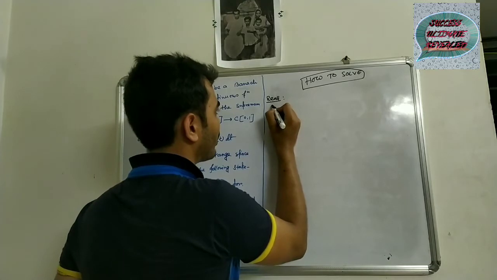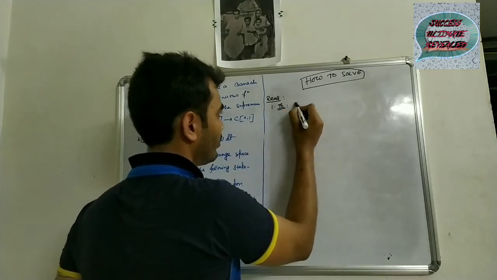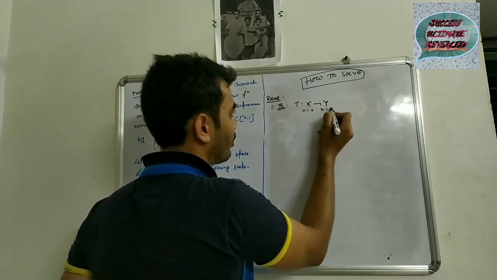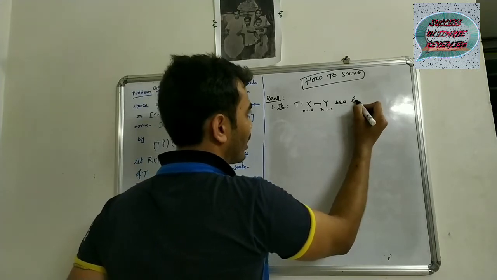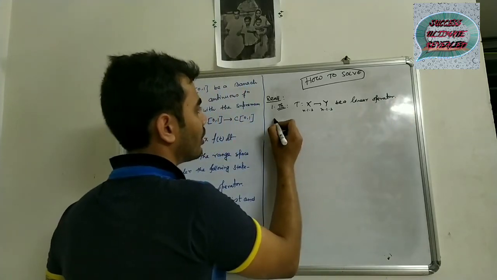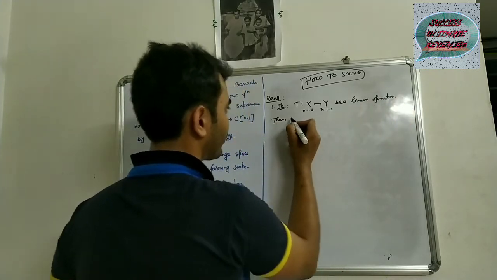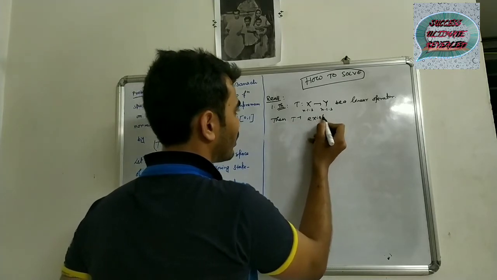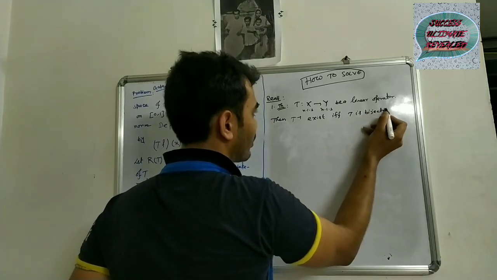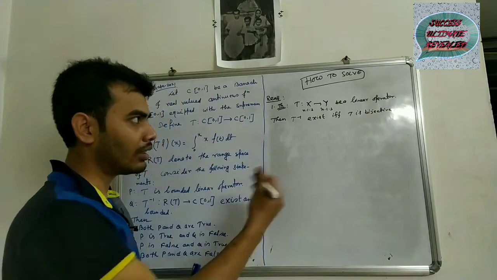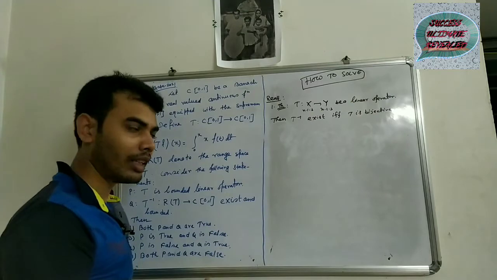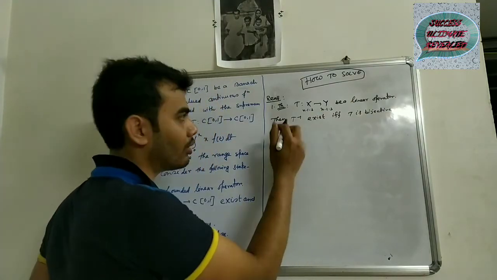Recall number 1: let T from X to Y, where X is a normed linear space and Y is a normed linear space, be a linear operator. Then T inverse exists if and only if T is bijective. So if T inverse exists, then T is bijective, meaning T is one-one as well as onto, and if T is bijective, then T inverse also exists. Okay, so this is an if and only if condition.